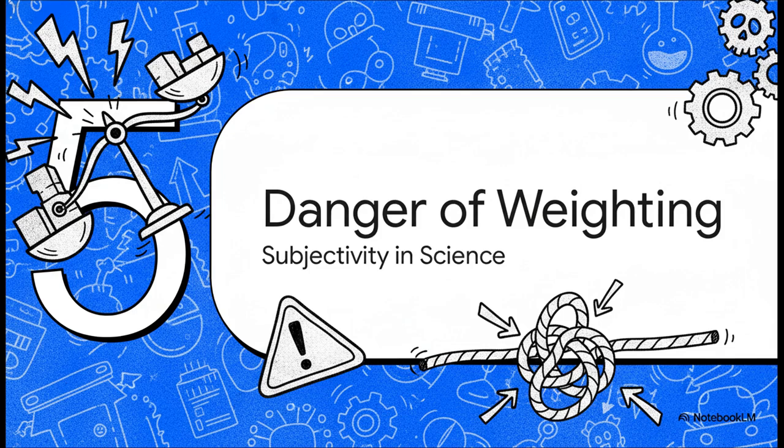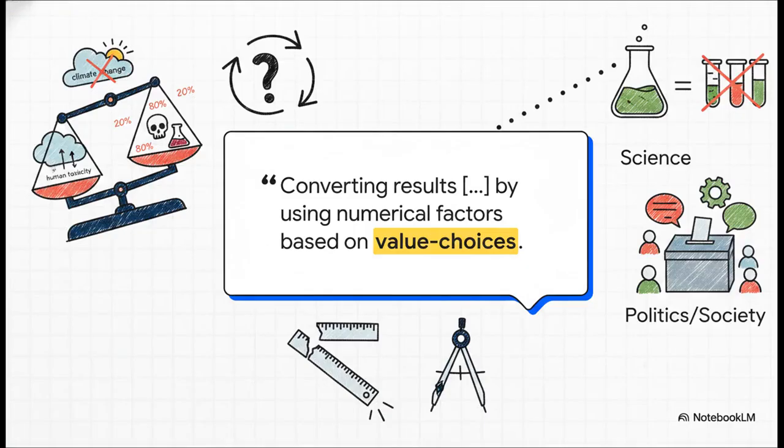Section 5. The danger of weighting. Now, weighting is another optional step, but man, it is highly controversial. The formal definition tells us exactly why. It uses numerical factors based on value choices. Let's be real. Deciding whether climate change is 20% worse than human toxicity or vice versa is not a mathematical equation. It's a human, political, and social choice. Weighting is exactly where objective science ends and human subjectivity begins.